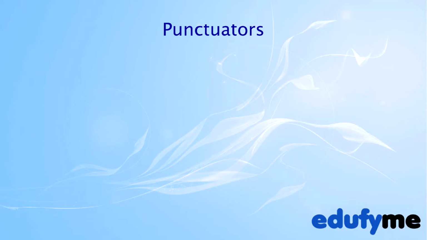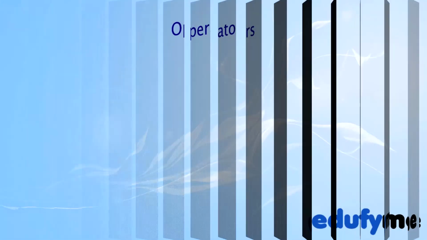Punctuators are like punctuation marks in English language. They don't have any meaning of their own. They are used with tokens to give them syntactic and logical meaning. Here is a list of all the punctuators. We have used some of these punctuators in our program. Rest we will discuss as we go along.